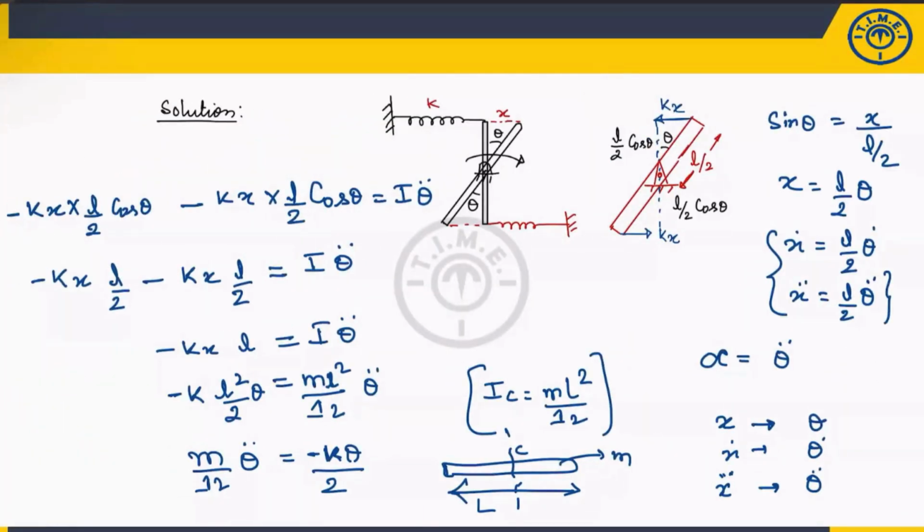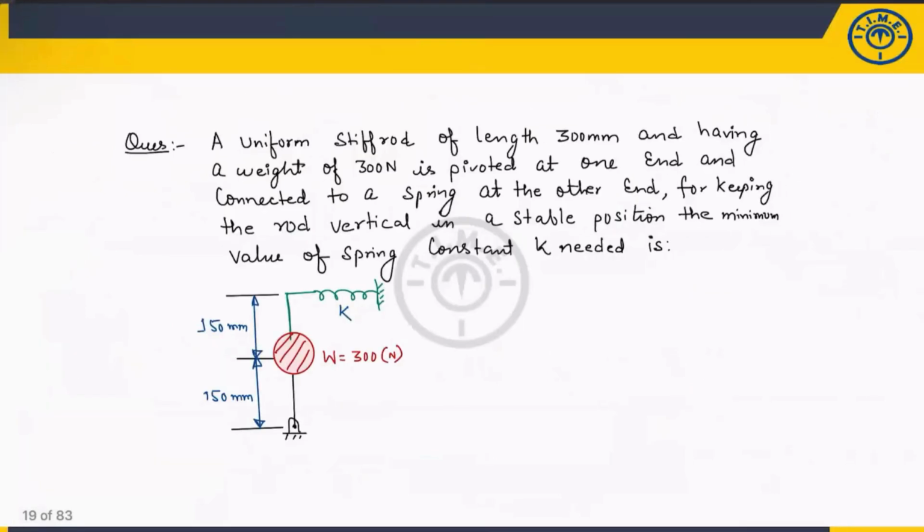So similar, a different type of problem, let us suppose. A uniform stiff rod of length 300 mm and having a weight of 300 Newton is pivoted at one end and connected to a spring at the other end. So one end is connected with a hinge joint, and the other end is connected to a spring.